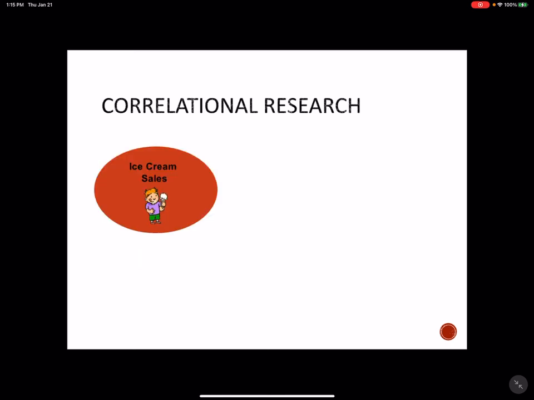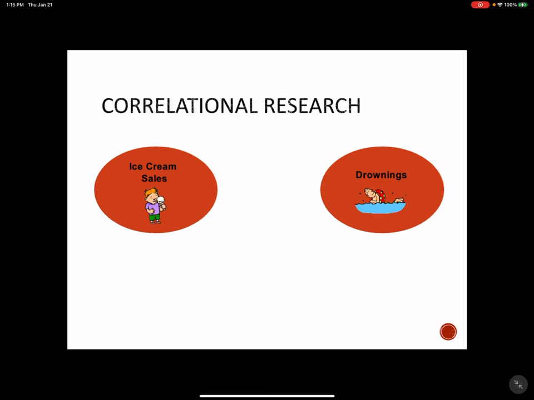Here's another one, and I swear this is true in the real world. If you look at sales records, ice cream sales are actually positively correlated to drownings. Does that mean that ice cream sales cause drownings? Could be that people eat a lot of ice cream and then they forget to wait 30 minutes before they go in the water and they drown. Possible, but not really likely.